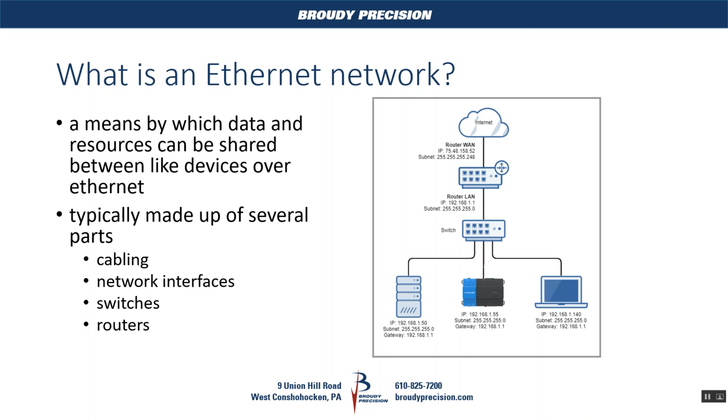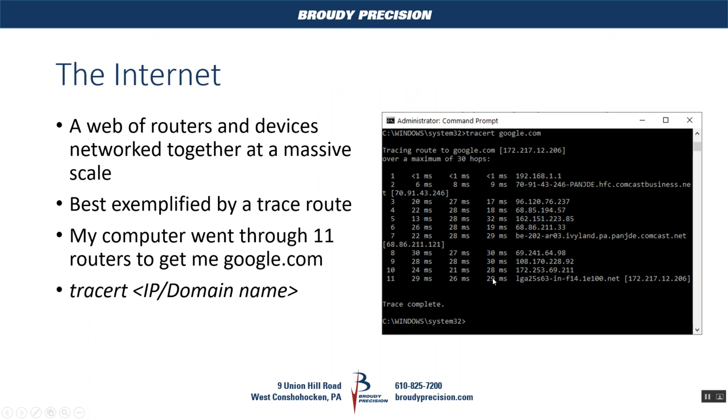So if we look at our diagram on the right here, we have our network interfaces that are in our end devices here at the bottom. We have a switch, which is allowing all of those end devices to talk on the same network. And then we have a router, which allows our disparate networks, our WAN, our internet side, and our LAN, our local network side, to talk to one another. So we have a basic idea of what an Ethernet network is.